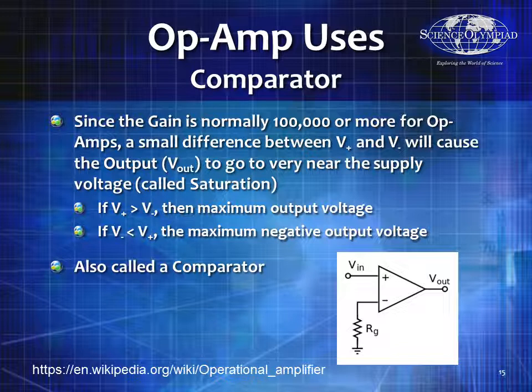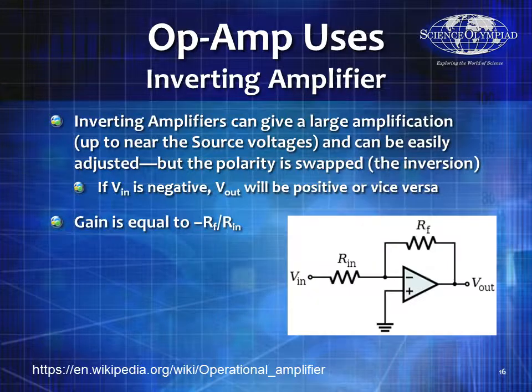But now if V minus is less than V plus, then it gives a negative output voltage. So what it does is, if you put in 0 volts, you get 0. But if it's a little higher, you get maximum positive, and if it's a little lower, you get negative. Now you'll notice that there is an error on here because the V minus and V plus actually should have just remained where they were, and I shouldn't have swapped them around. So this is called a comparator.